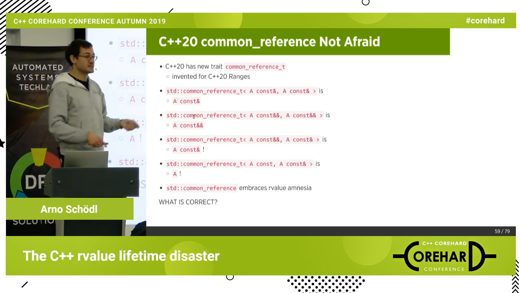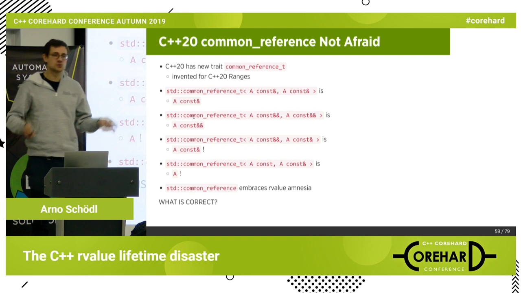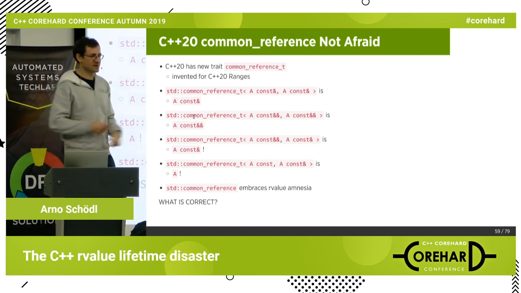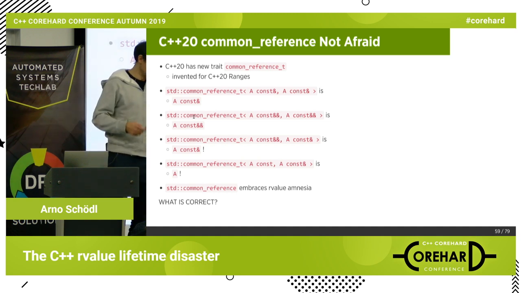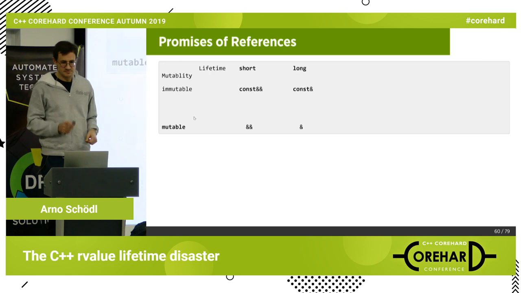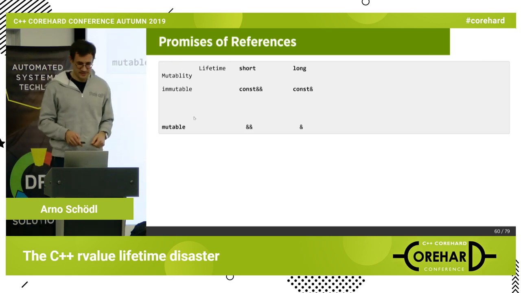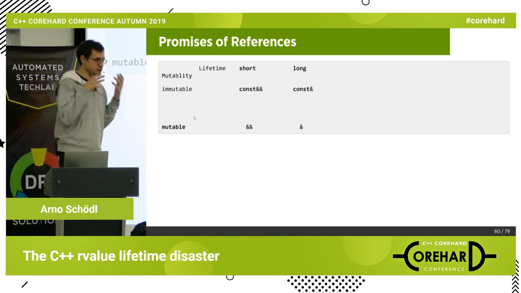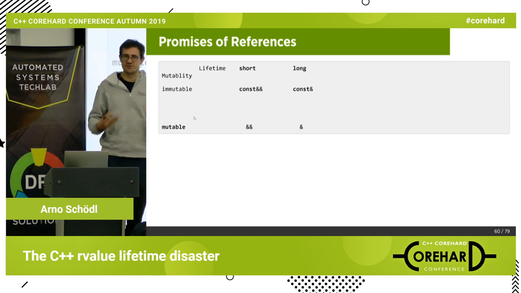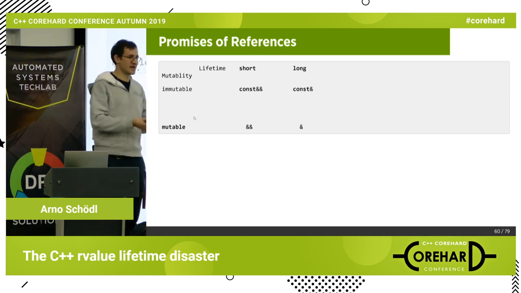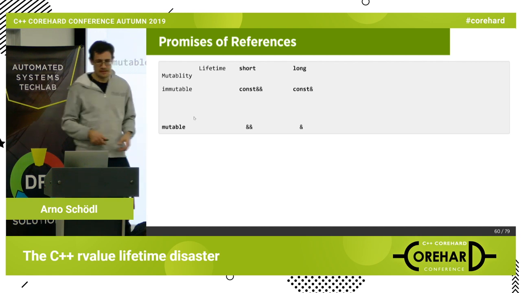Which brings us to the point, what is correct? What do we want to do? If we basically would have to design it all from scratch and we would do it right, what would we do? So here's what we would do. First of all, let's think about what are the promises that a particular type of reference makes. What do we expect from a reference of a particular reference type?